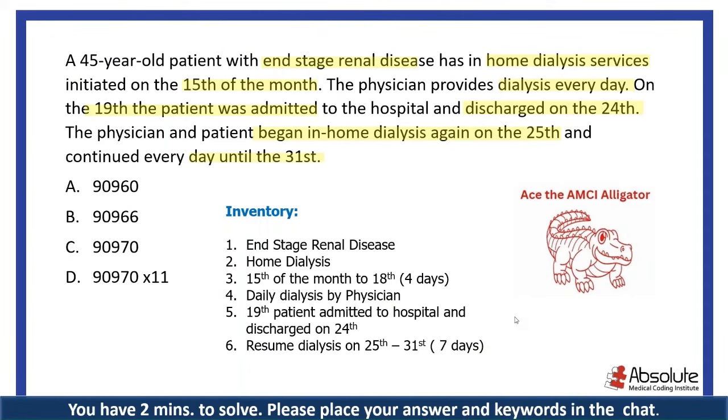Then the dialysis resumes on the 25th to 31st. So 25th, 26th, 27th, 28th, 29th, 30th, and on the 31st. That means we have 7 days of dialysis, till the end of the month. So you got a chance to change your codes as well now, coders.